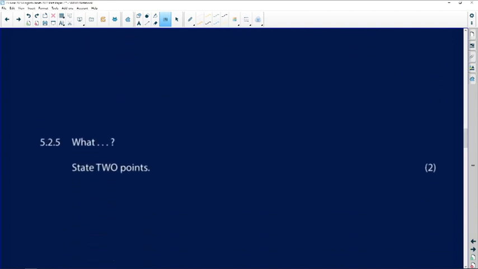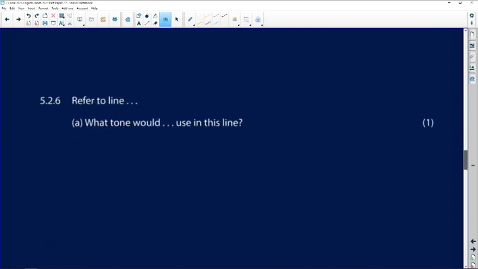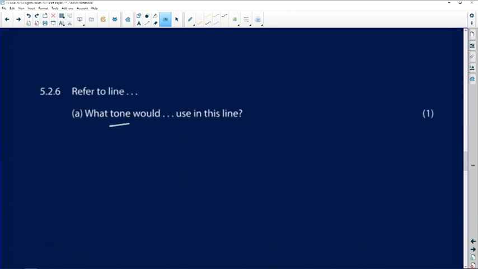Then remember a what question, state 2 points. This is where you bullet. So state what characteristics are shown or state what happens as a result of, you say this and this. 2 points, bullet it so that it's nice and clear for the marker. Tone. You must practice tone questions. Remember, tone is a feeling. So you'd say this kind of tone.